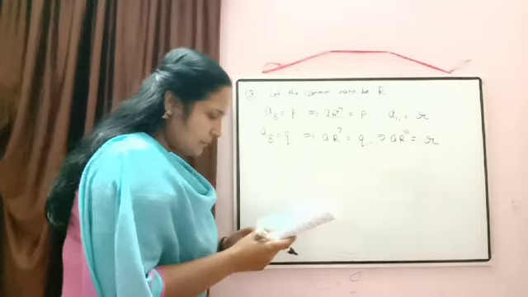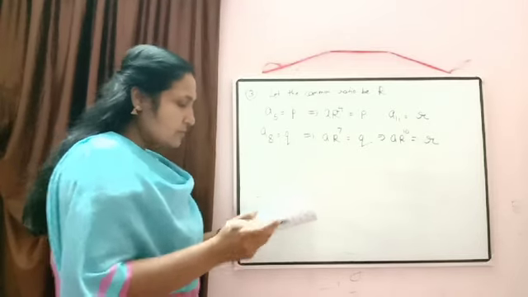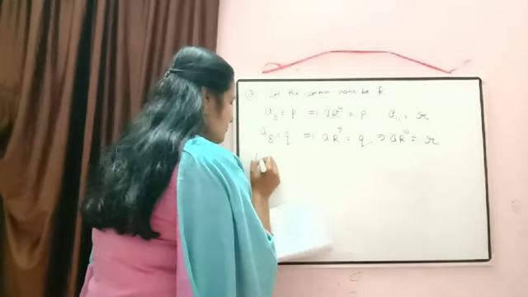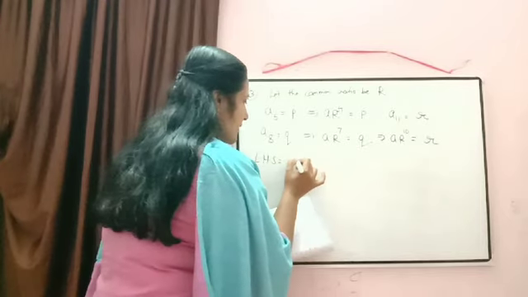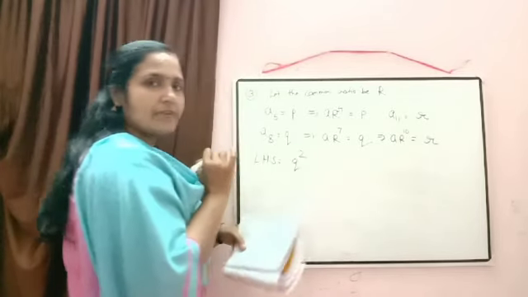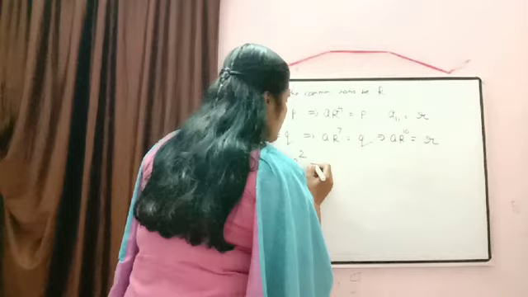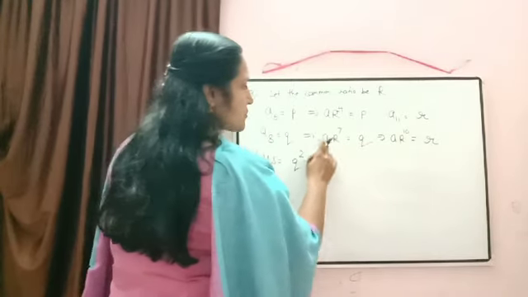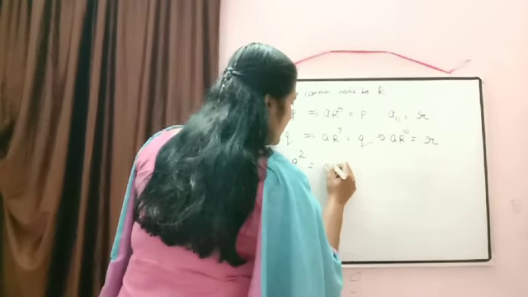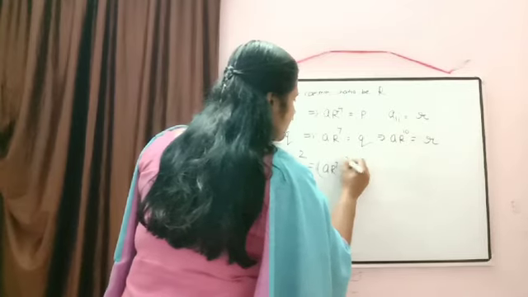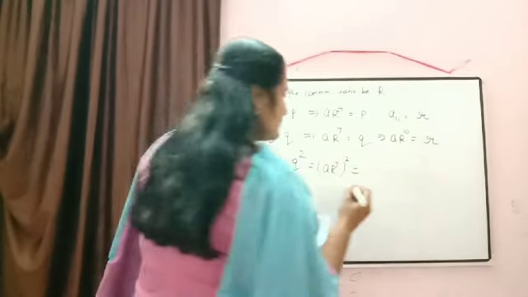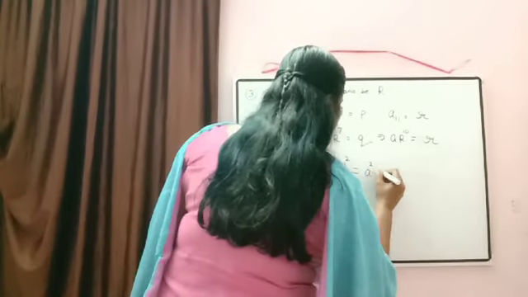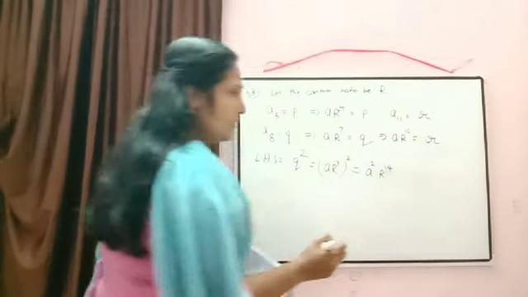Now what we have to prove? We have to prove Q square is equal to PR. So first we can write down the left hand side. In the left hand side we have Q square. Q square means we have to do the square of this one. So it will be equal to A into R raised to 7 the whole square, which will be equal to A square into R raised to 14.